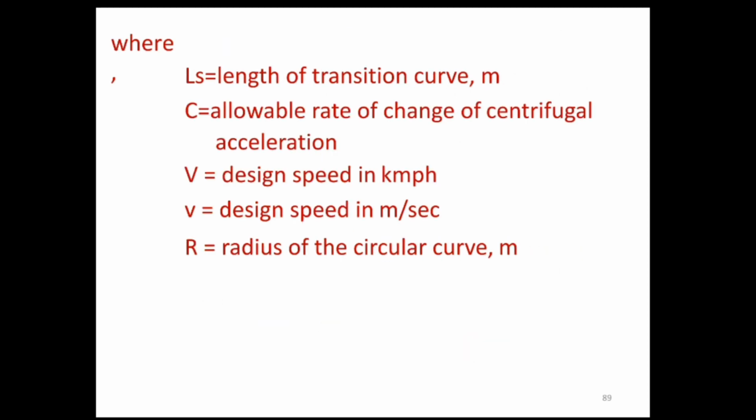where Ls is the length of the transition curve in meters, C is the allowable rate of change of the centrifugal acceleration, capital V equals the design speed in kilometers per hour, and small v equals the design speed in meters per second. R is the radius of the circular curve in meters.